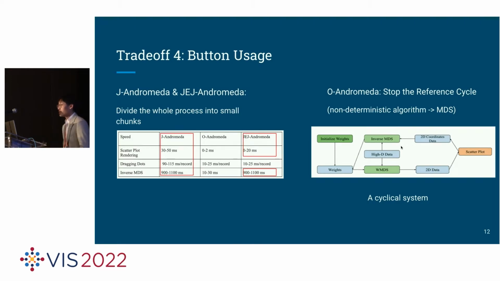The last trade-off is button usage. For the J Andromeda and JEJ Andromeda, due to the slow performance of graph rendering and some data science algorithms, buttons are used to divide the whole process into small chunks. It helps users save time while they are waiting for the process to complete. However, Observable Andromeda usually has a cyclic system which contains non-deterministic algorithms such as MDS, which means once it starts, it will never end. So the button in O-Andromeda is used to stop the reference cycle.